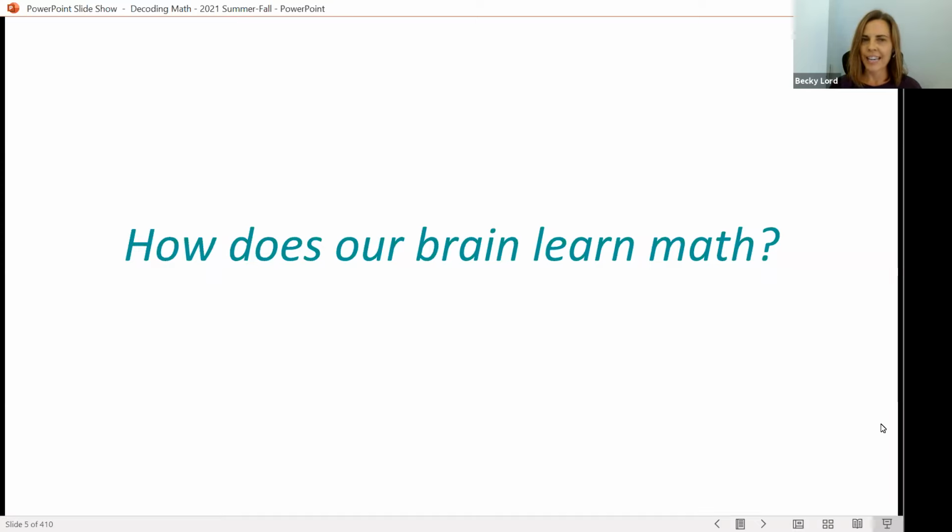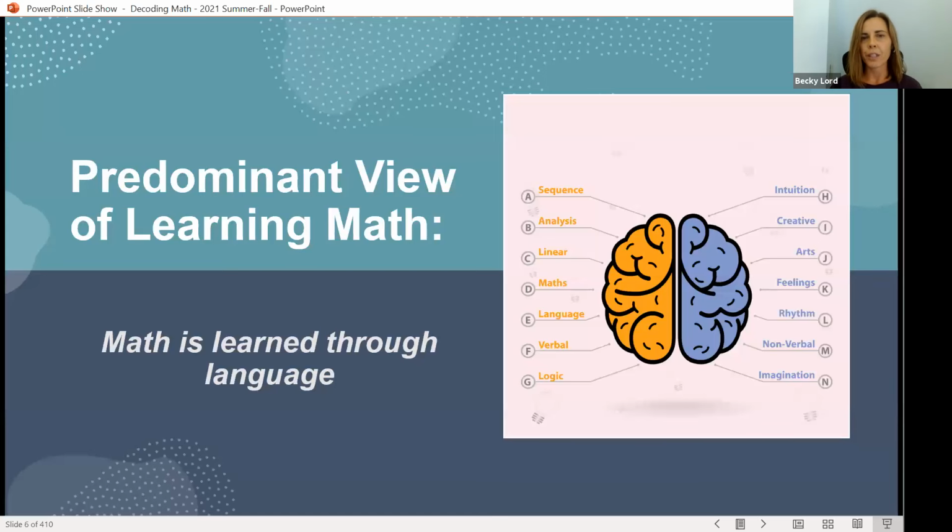And a second question then is, how does our brain learn math? How does math develop in the brain? And the predominant view we've had for a long time is that math is really a function of language. So it's really learned primarily through language and experience, but we tend to teach math in this language heavy way. And even if you think of worksheets that are often used in math, there's a lot of decoding, reading, and then the language in order to make sense of and understand math concepts.